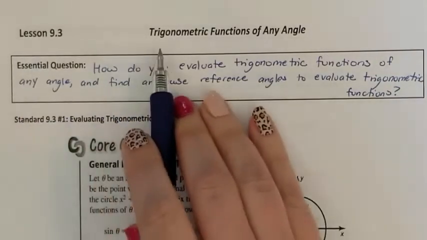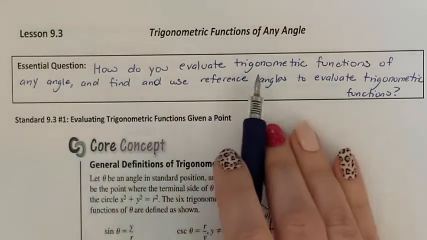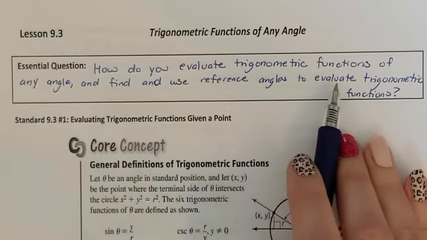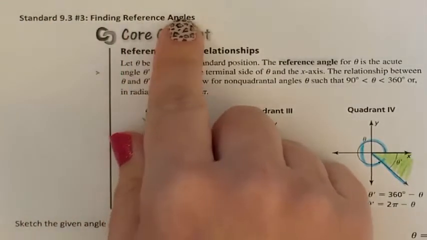Lesson 9.3, trigonometric functions of any angle. Our essential question: how do you evaluate trigonometric functions of any angle, and find and use reference angles to evaluate trigonometric functions? Standard 9.3, number 3, finding reference angles.